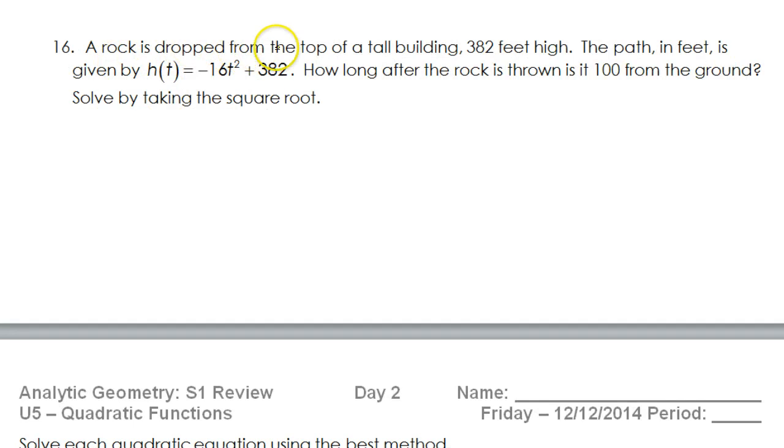A rock is dropped from the top of a tall building 382 feet high. The path in feet is given by this function right here. How long after the rock is thrown is it 100 from the ground? They should have said feet. 100 feet from the ground. Solve by taking the square root.